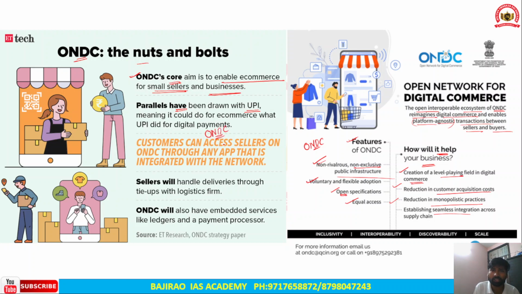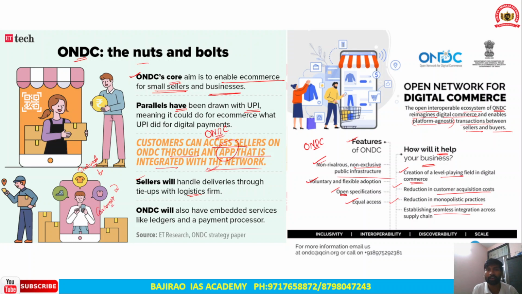Okay, now customers can access sellers on ONDC through any app that is integrated with the network. And secondly, sellers will handle deliveries through tie-ups with logistics firms. For example, a particular individual is registered as a seller in the Open Network for Digital Commerce, and this individual can have a tie-up with a logistics firm. Okay, so with the help of the logistics firm, he can directly deliver to the consumer.